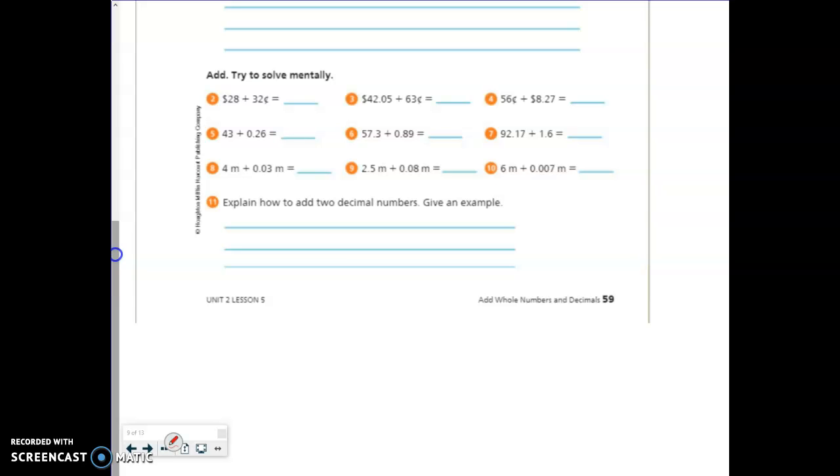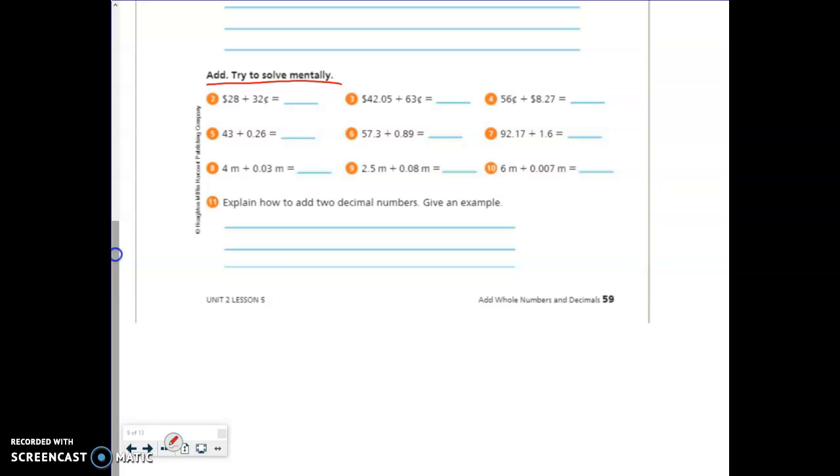Now, if you look at the bottom section here, and this is on page 59, so at this point we are in our math expressions books, and hopefully you are following along with this. It asks us to add, but it also tells us to try and solve it mentally. Now, I've said to my class multiple times that I'm never going to require you to do something mentally.